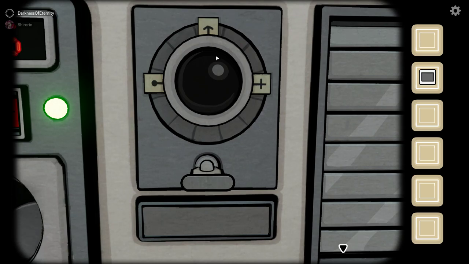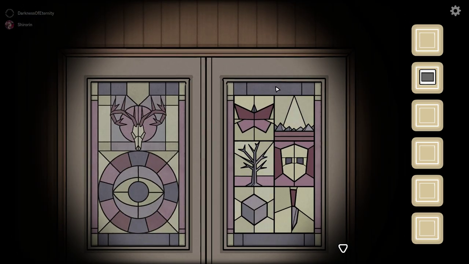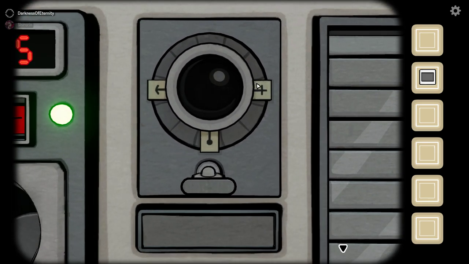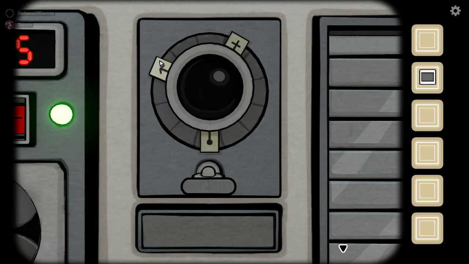Like, so the cross is at 3:00. The arrow's at 9:00. Okay. And the other one is at 6:00. Okay, so the tree, the cube, the mountain. Okay, the cross is at 1:00. Okay. The arrow is at 10 o'clock and the dot is at 7 o'clock.